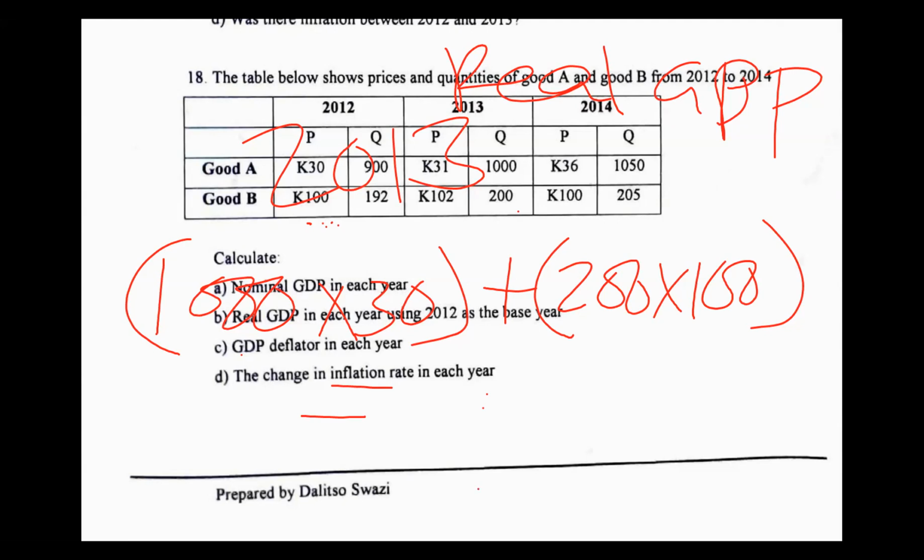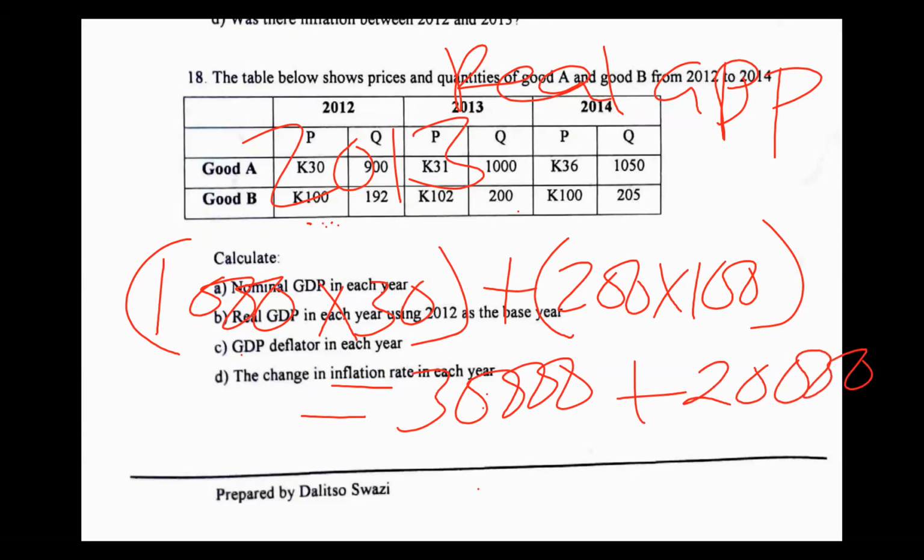What is the real GDP? 50,000. This is 30,000 plus 20,000. It should be 50,000, right? Yes, 50,000. Hello? Yes, it's 50,000. Yes, that is the real GDP for 2013.